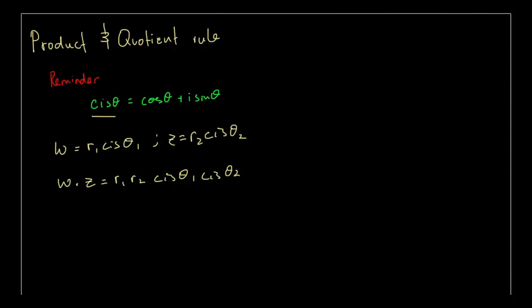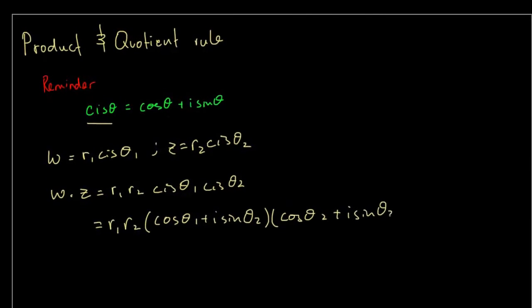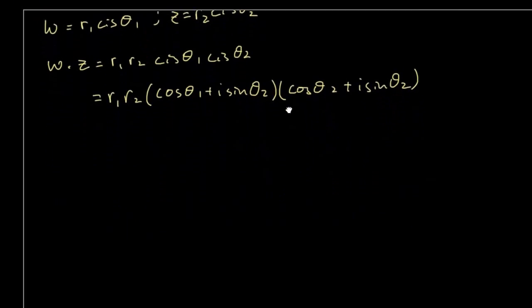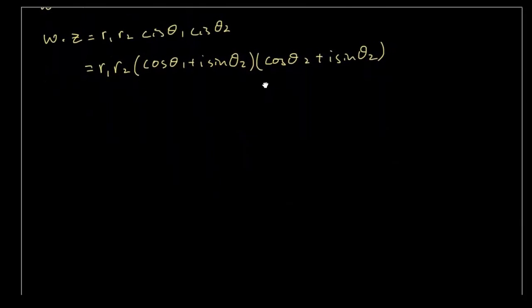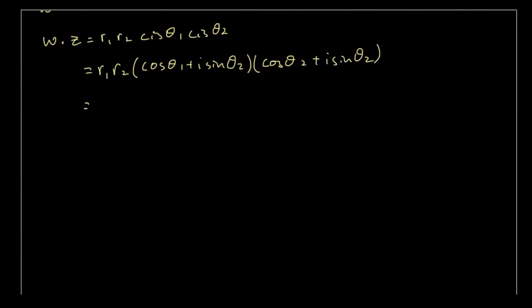So if we expand the bracket, that would be r1 r2, cos theta 1 plus i sine theta 1, multiplied by cos theta 2 plus i sine theta 2. Right, so let us expand this bracket, okay? You would expand it just like any other quadratic or any other factors that are multiplied together.